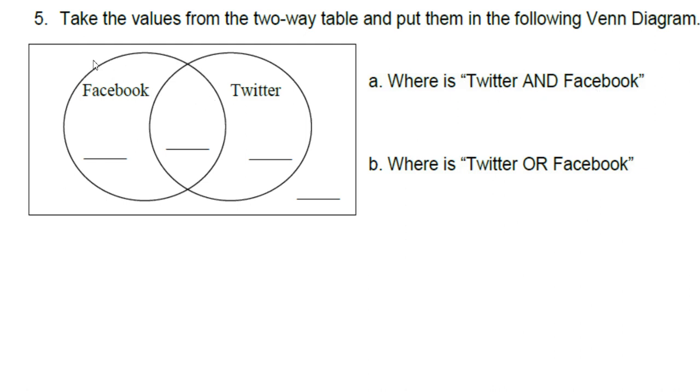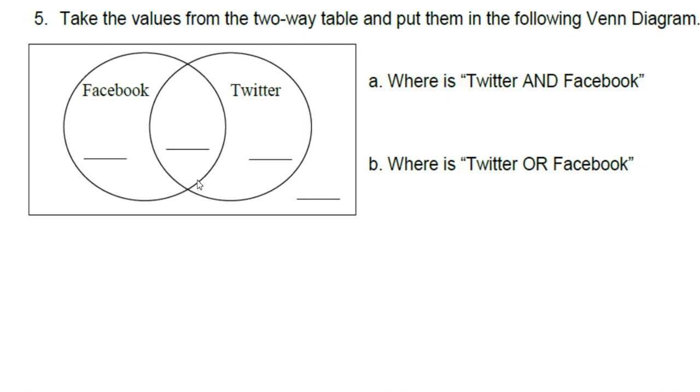Well, this left circle here is talking about all the Facebook users. The right circle here is talking about all the Twitter users. So if I want Twitter and Facebook, they have to overlap. So that would be this middle section here. So right in this area would be both Twitter and Facebook.